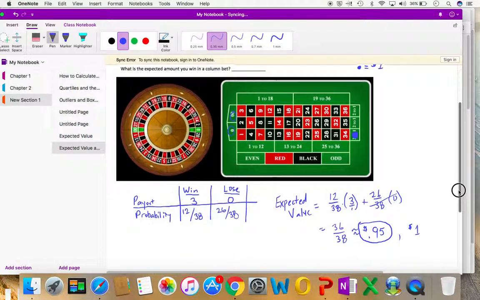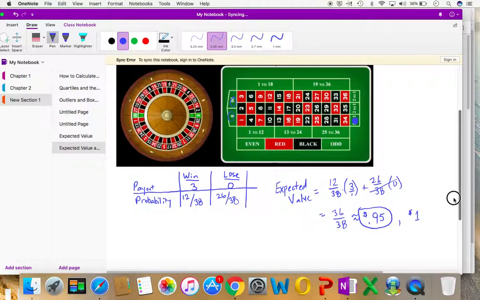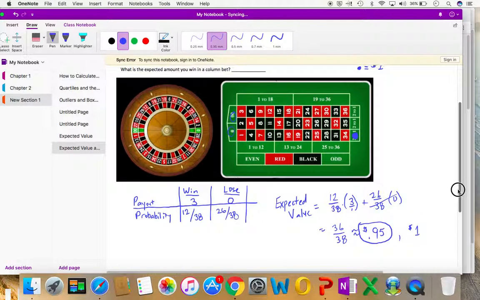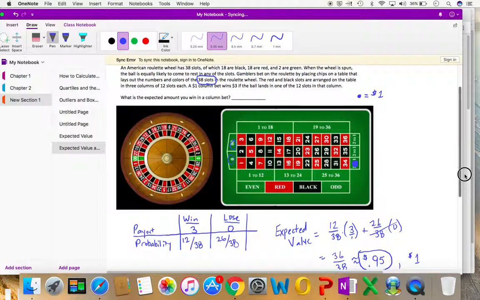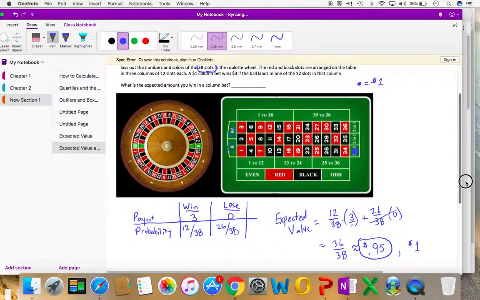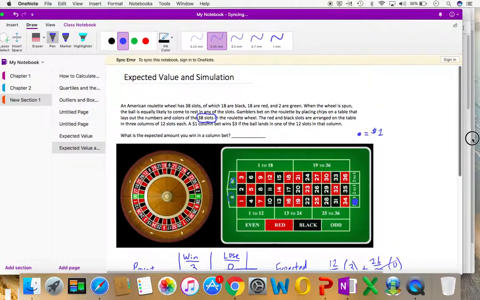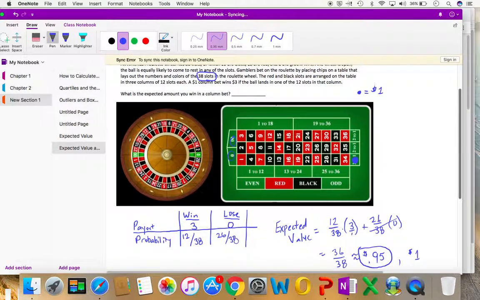Now let's say I totally forgot about expected value. This is where simulation comes into play. How could I simulate this event and try and figure out an expected value of 95 cents? To some it may seem like it's a little more elaborate, but we're going to try and show you here.